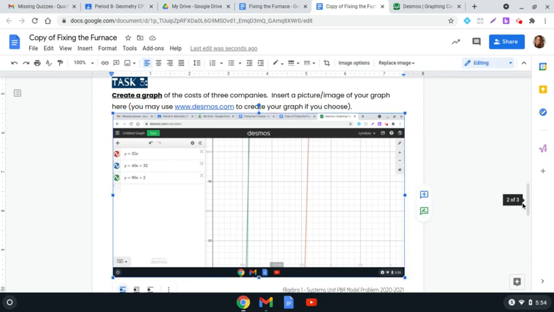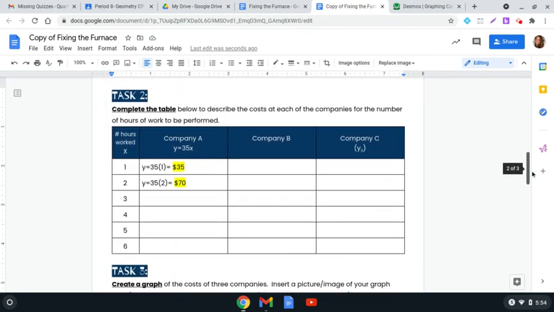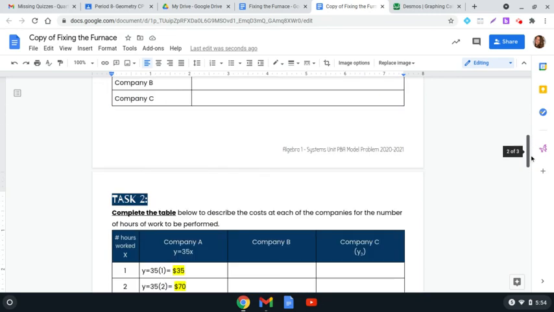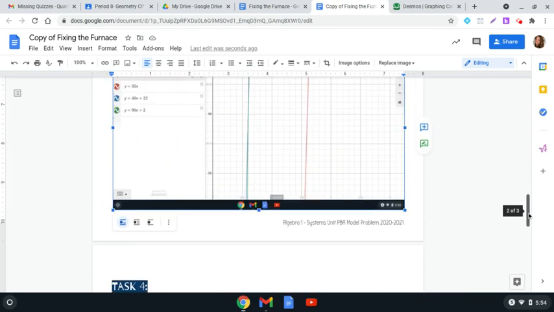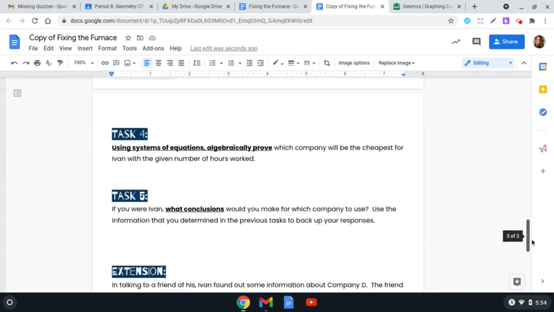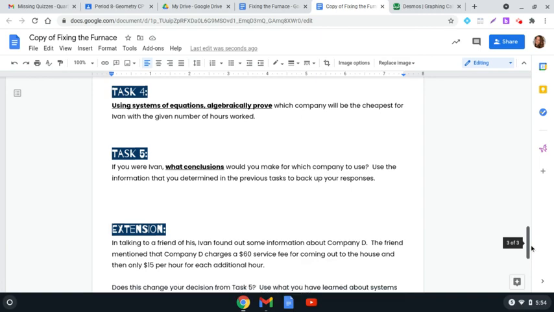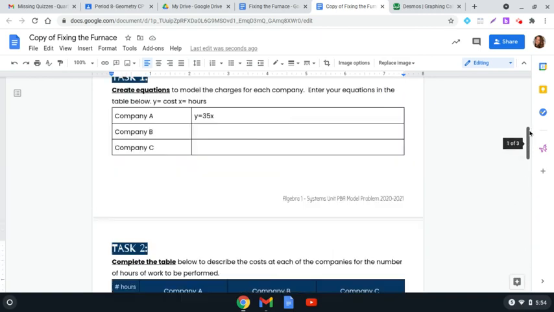Okay. So that is all you guys are doing today. You're filling out this table for me. You can use a calculator, figure out those other 2 equations, graph it, and insert a screenshot. Tomorrow in person, we will get to task 4, 5, and the extension and finish this up.